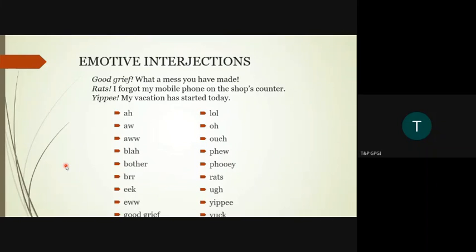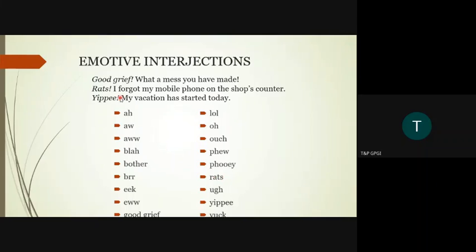Okay, now emotive interjections. Emotive interjections cover words like, I have heard that usually this generation uses this word a lot. So it's like that, a cute puppy, a cute baby, we use this with an exclamation mark. Or blah, or brother, please, or eek, good grief, or lol, that was a nice joke, or ouch, and the list goes on.